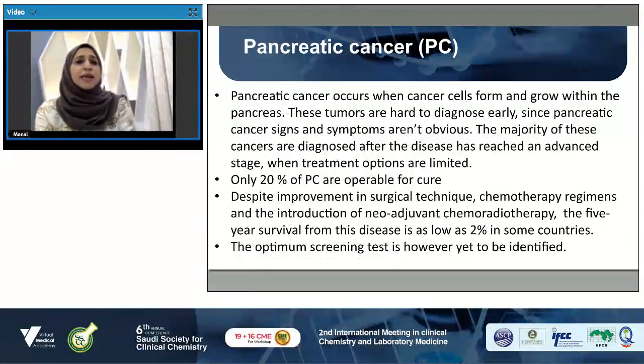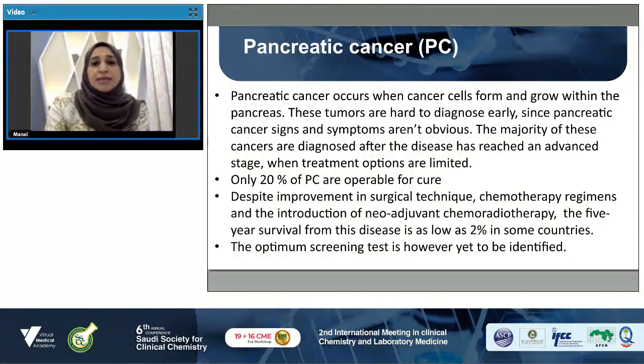So what is pancreatic cancer? Pancreatic cancer happens when cancer cells form and grow within the pancreas. The tumor is hard to diagnose early because the signs and symptoms are not obvious. So in the majority of cases, it is diagnosed when the disease has already reached an advanced stage where the treatment options are really limited.